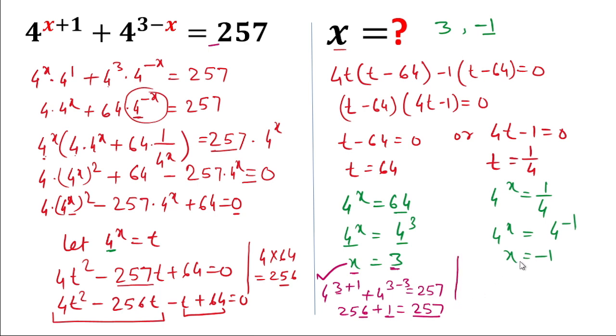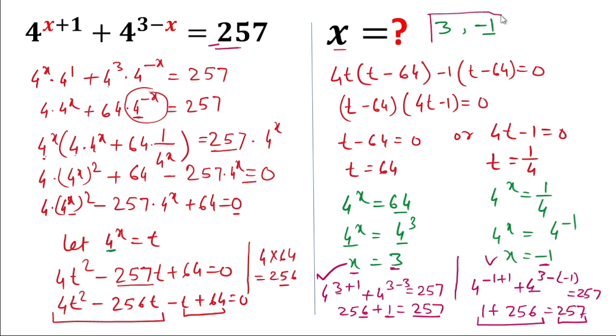And next we'll put the value of x is equal to minus 1. So if we put minus 1, then 4 to the power minus 1 plus 1, plus here 4 to the power 3 minus, and the value of x is minus 1, so we'll put minus 1, is equal to 257. So here minus 1 plus 1 is 0, meaning 4 to the power 0 is 1, plus here 4 to the power 3 minus and minus gets plus, so 4 to the power 4 is 256, is equal to 257. So if we add 1 and 256, it will be 257. So the value of x is equal to minus 1 also satisfies the equation. 3 and minus 1 satisfy the equation.